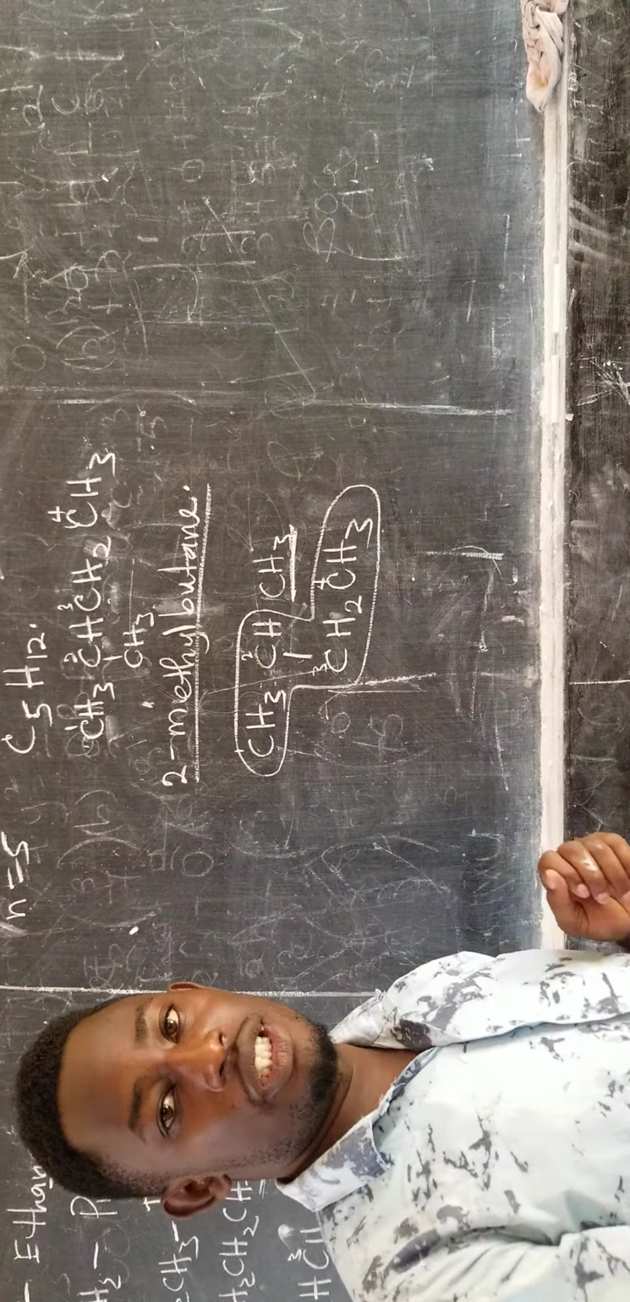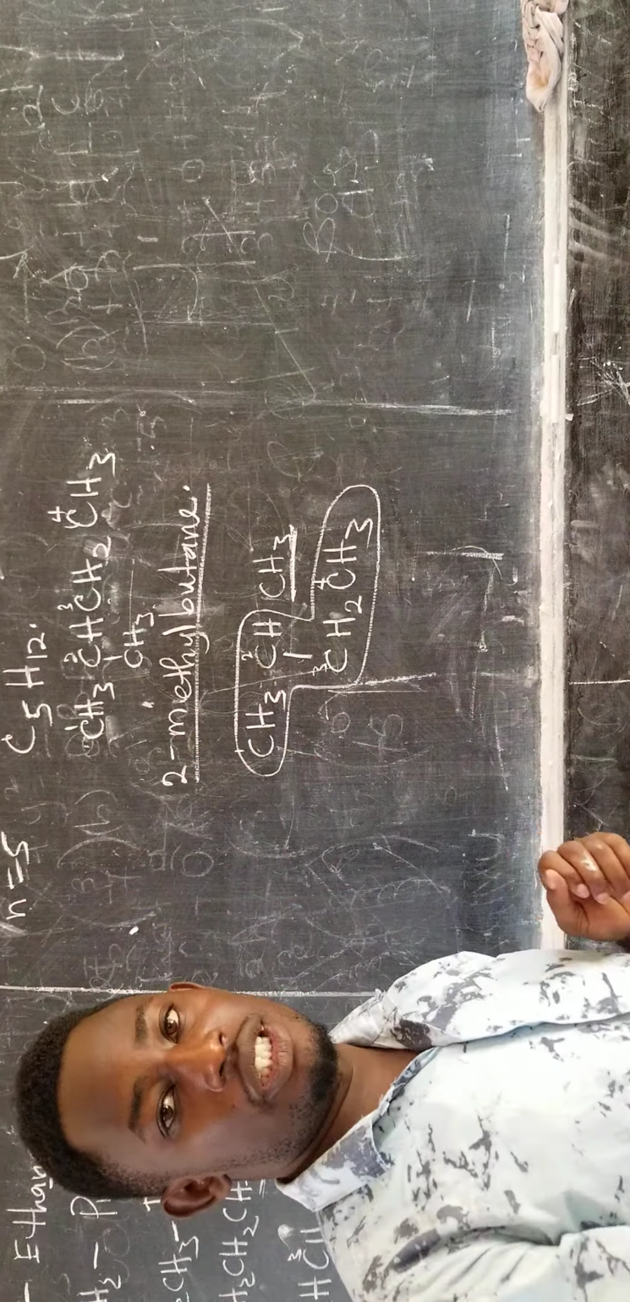If I'm naming this, the longest chain has 5 carbon atoms, and therefore it's going to be pentane. But now I must mention the position of the branch. The branch is on carbon number 3, either from this side or from this side. It will still be carbon number 3. So this one will be 3-methyl pentane. I think that is okay.